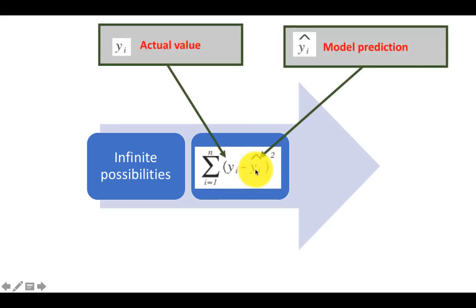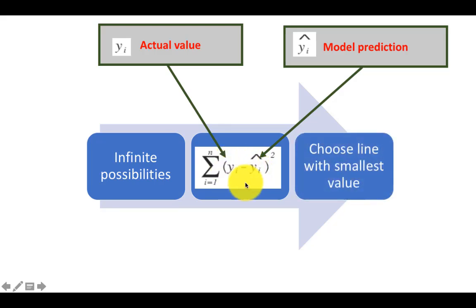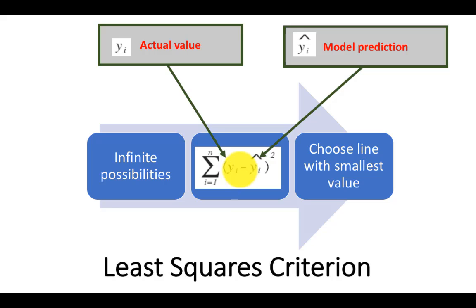And what we are trying to do is to choose that model which minimizes this expression, which means obviously that the model we've built is in some sense closest to the actual values. And this criterion is what is called the least squares criterion. And this is what linear regression uses.